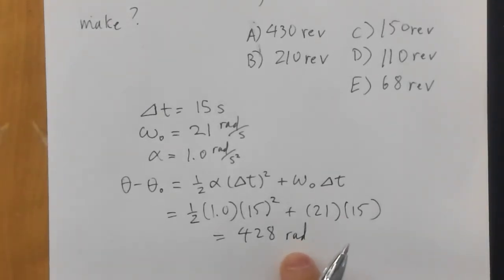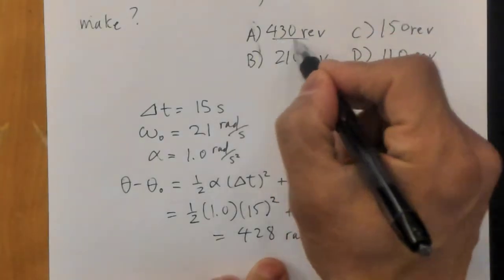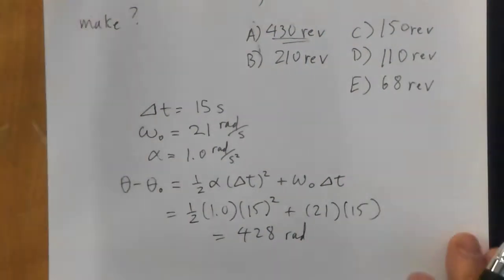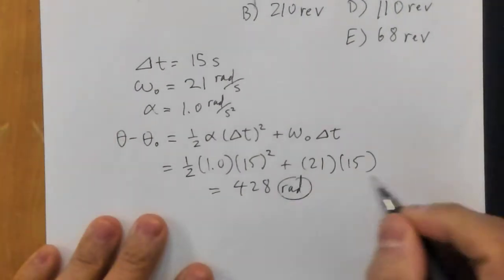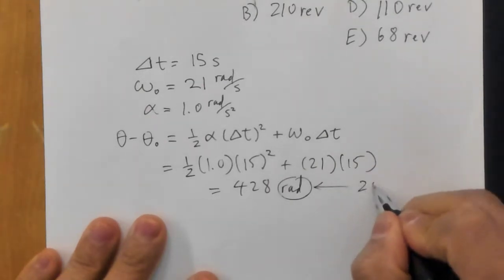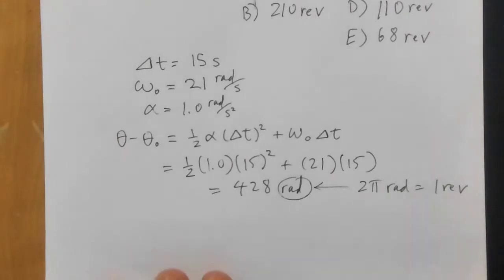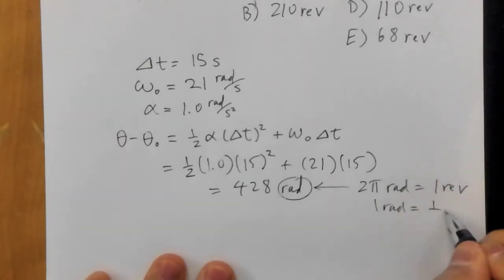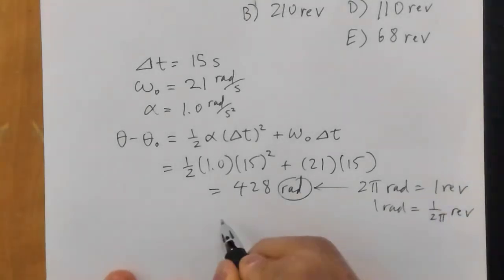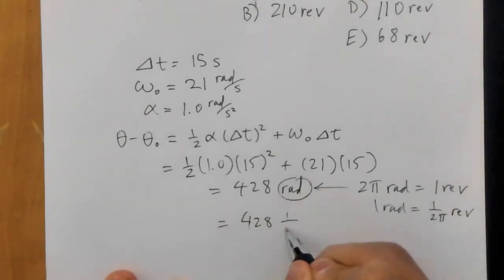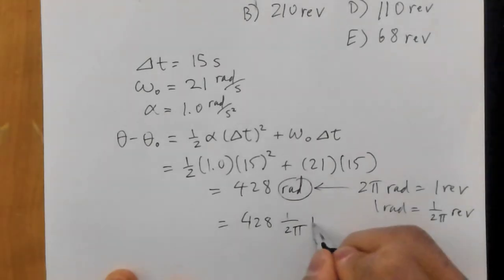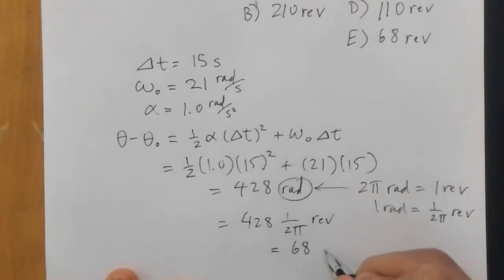And notice this was a mean problem in that if you forgot to convert it to revolutions, then there's a nice wrong answer waiting there for you. I don't know anybody lazy that would stop intentionally to get a wrong answer. But we want to convert this into revolutions. So what do we have? We know that 2 pi radians is equal to 1 circle around, so 1 revolution. And so 1 radian would be 1 over 2 pi revolutions. And so we'll put that in: 428 over 2 pi revolutions. And that comes out to about 68 revolutions.